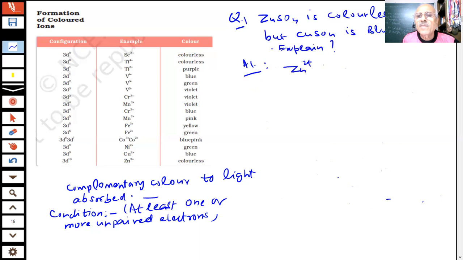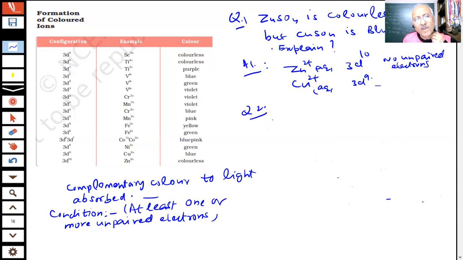What is Zn2+? And you have Cu2+ aqueous. What is the configuration of Zn2+? d10. What is the configuration of Cu2+? Cu2+ is 3d9. So there are no unpaired electrons in Zn2+. Here you have unpaired electrons.